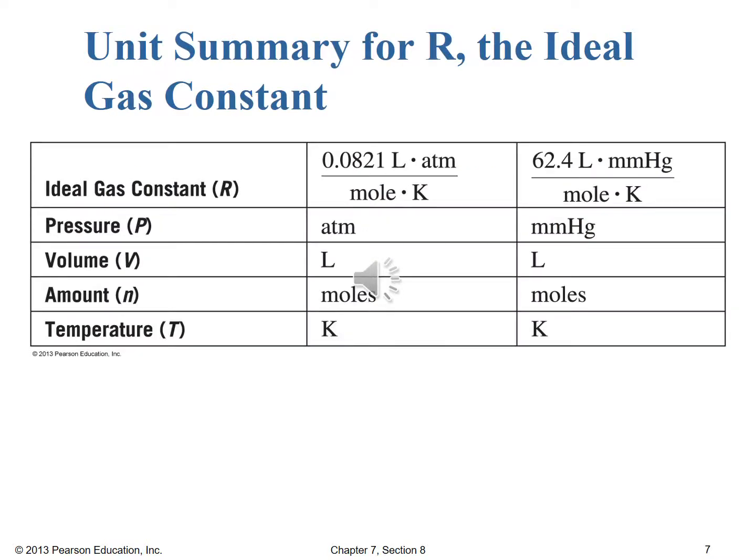And so here we see a unit summary for R, just using those two different values. First of all, the form that's more common, the 0.0821 liter atmospheres per mole Kelvin, because we tend to use those units to describe gases, so that tends to be the form of R that we use more commonly. And then, as we just saw, if we use millimeters of mercury instead of atmospheres for pressure, then we've multiplied that by 760, and we end up with a value of 62.4 liters times millimeters of mercury divided by moles times Kelvin. So you may see it in that form occasionally, but honestly, the 0.0821 is the much more common form because the atmosphere is the preferred pressure unit in chemistry.